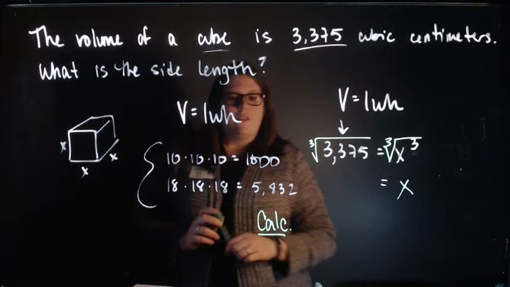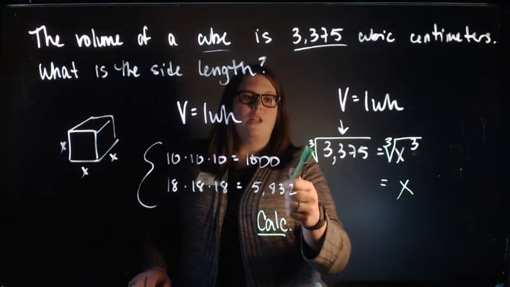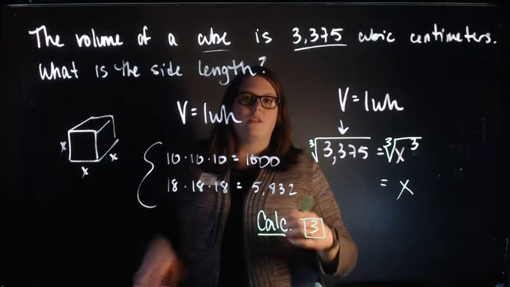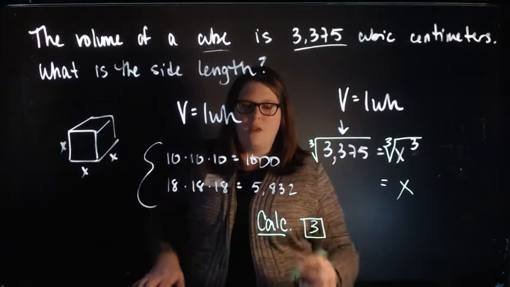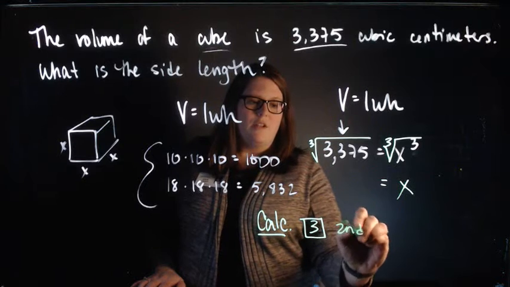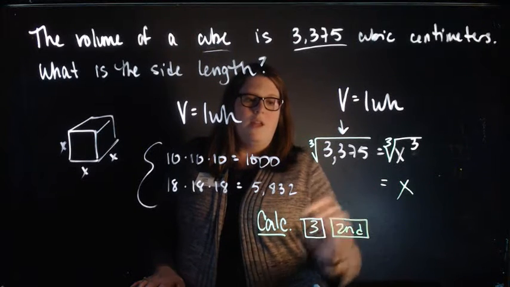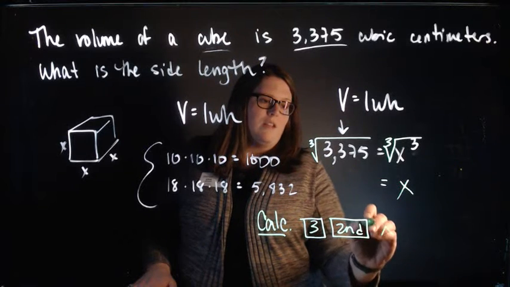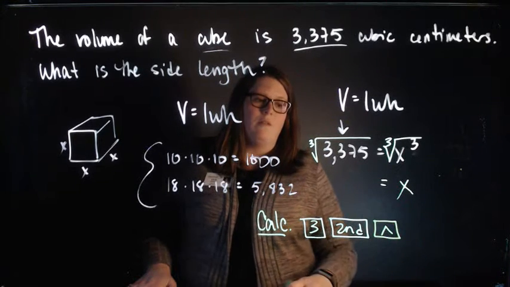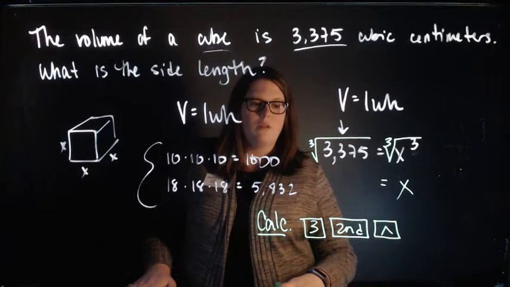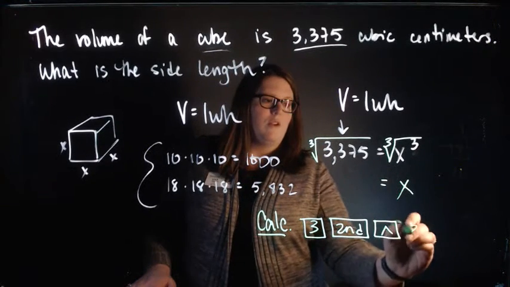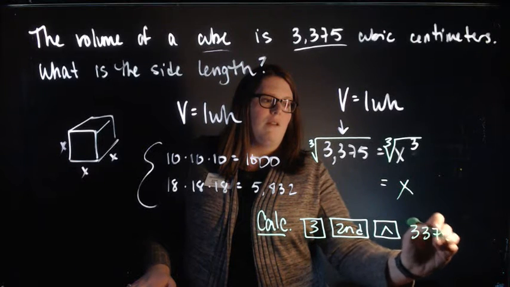So how we can enter this on the calculator is, because we're taking the cube root, we would first hit the key 3 to let us know that we're taking the cube root. Then we would hit the second function, the green key in the upper left-hand corner of your calculator, and then the exponent key, on the left side, kind of in the middle. I call it rooftop, but it's the exponent key. And then we can enter our 3,375.